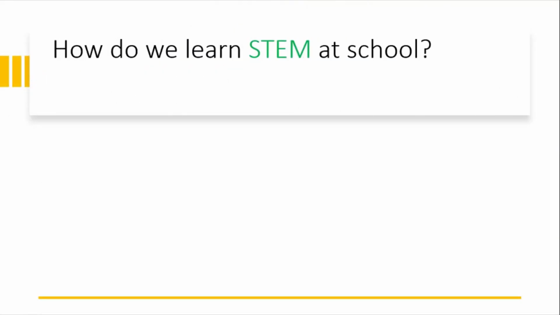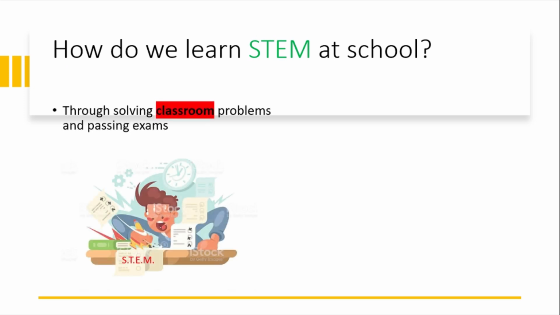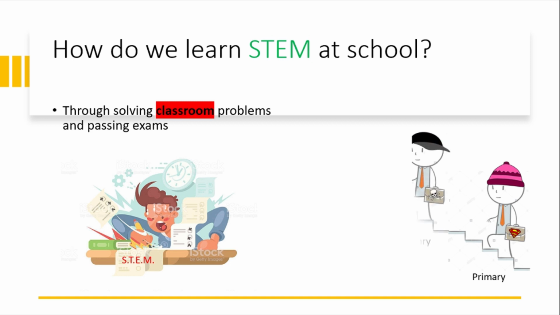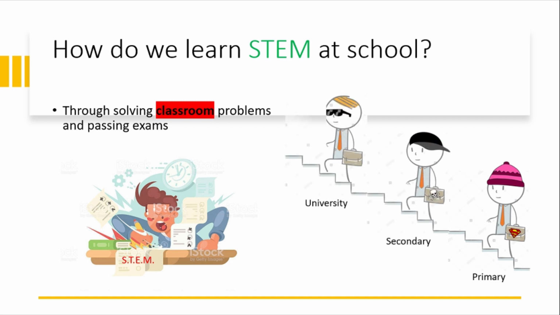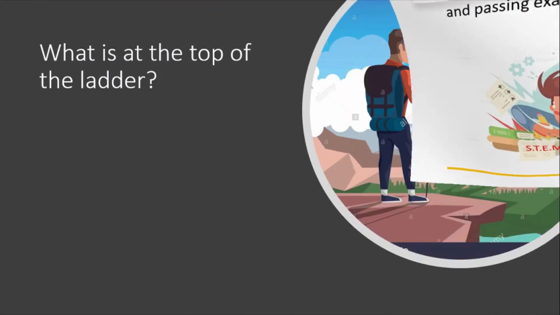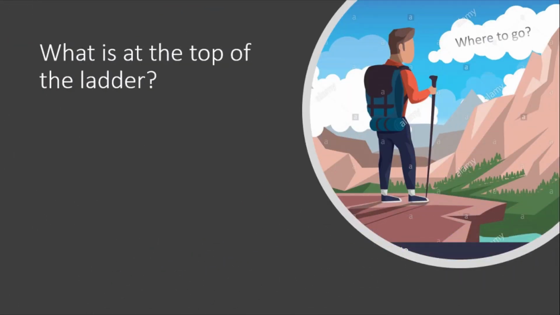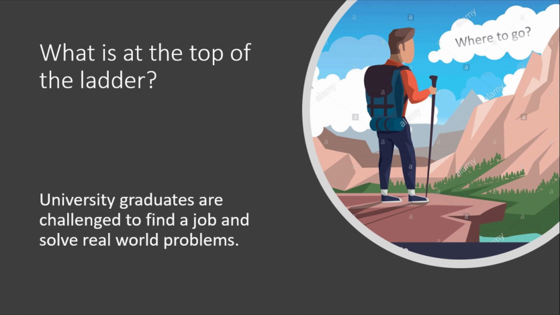Now, first of all, to answer that question, we need to figure out how do we learn STEM at school? Well, we do it through solving classroom problems and passing exams, and there are usually 3 steps. First step is primary, second step is secondary, and those 2 ultimately lead up to university. Now, what is at the top of the ladder or top of the steps, and where do you go from there? Well, university graduates are challenged to find real jobs and solve real-world problems.